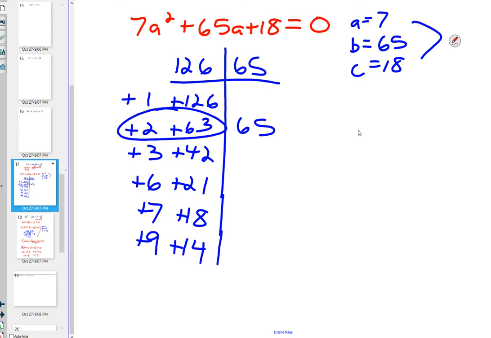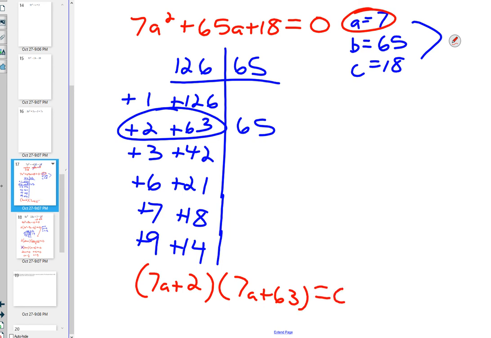But sadly, since A is not 1, if A was 1, I could just do A plus 2 and A plus 6. Put it away. So 7A plus 2 and 7A plus 63 still equal to 0.